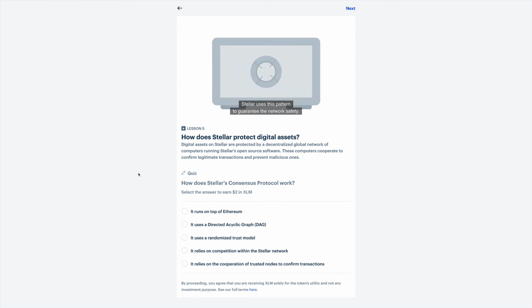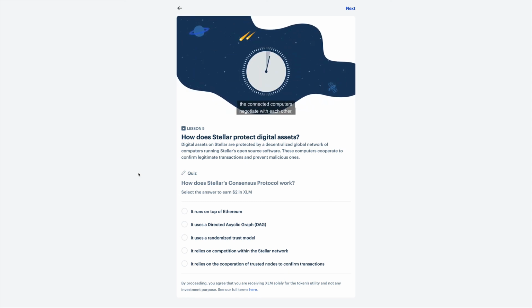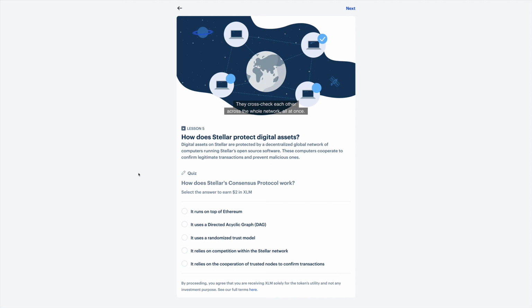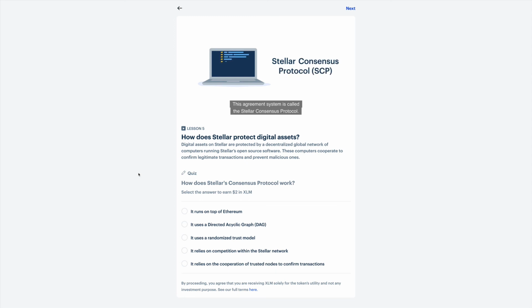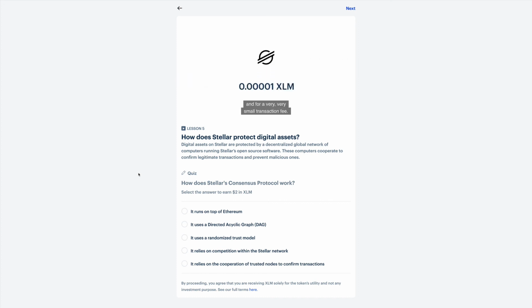Stellar uses this pattern to guarantee the network's safety. Every 5 seconds, the connected computers negotiate with each other according to very specific rules to finalize their agreement. They cross-check each other across the whole network, all at once. The rules of the system have been designed so that even if bad computers participate, accuracy and stability are maintained. This agreement system is called the Stellar Consensus Protocol. It allows computers running Stellar to process transactions in under 5 seconds without using a significant amount of electricity and for a very, very small transaction fee.